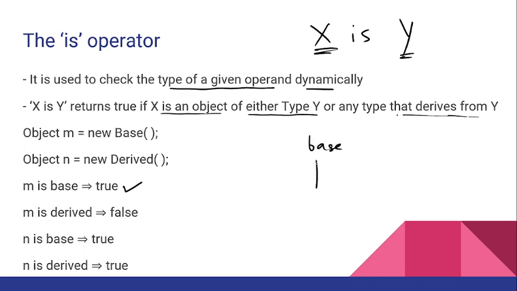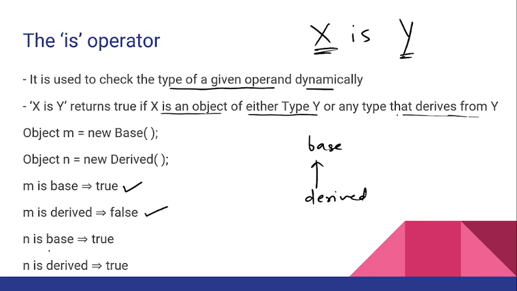Base, derived. Okay, when I say m is base, okay, perfect, m is base. m is derived? m is actually of type base. So it could be either m is base is true, or it could be anything which is above base, from which base is derived, which is not the case. Hence m is derived is false, which is also correct.